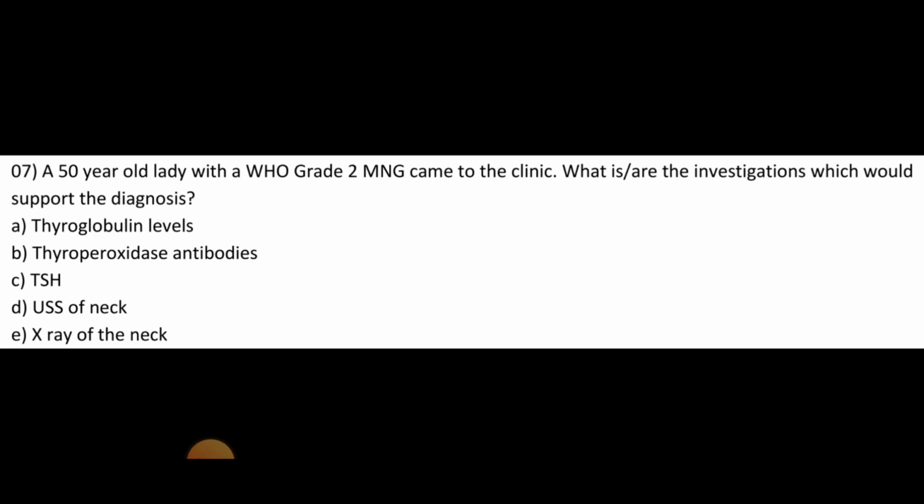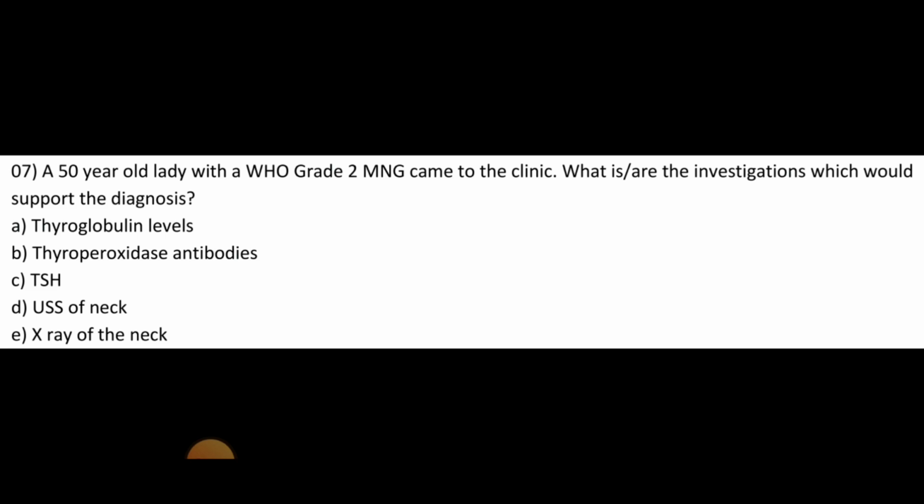So this patient is a 50-year-old female patient having WHO grade 2 multinodular goiter, which means she is having a visible and palpable goiter. It is a multinodular goiter. So what are the investigations which would support the diagnosis? Obviously we do TSH levels in these patients to assess the thyroid status. And also we can do ultrasound scan of the neck to see the morphology and to confirm the multinodular goiter.